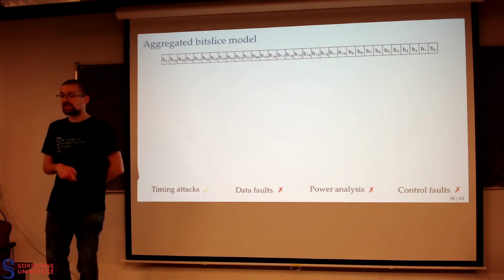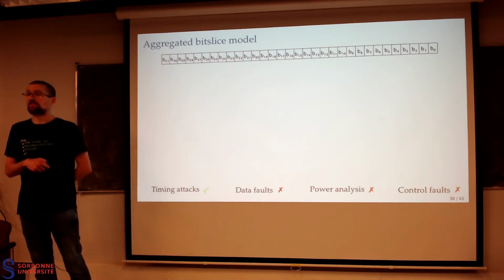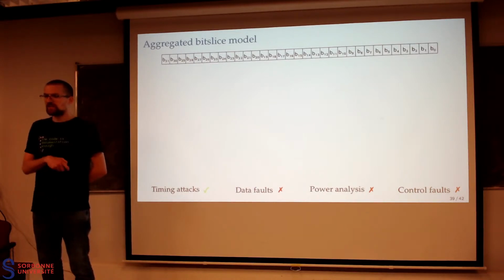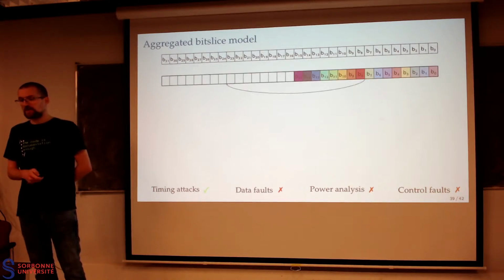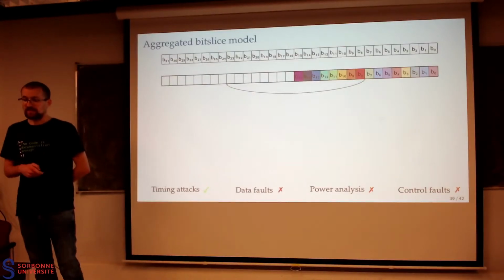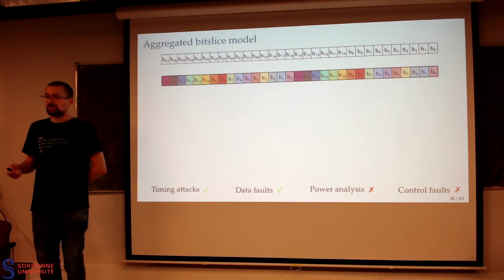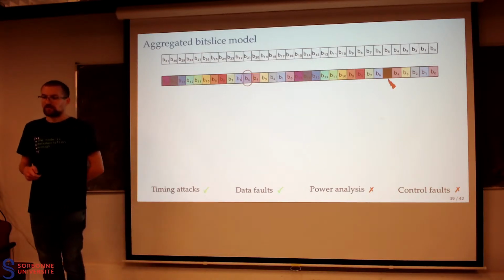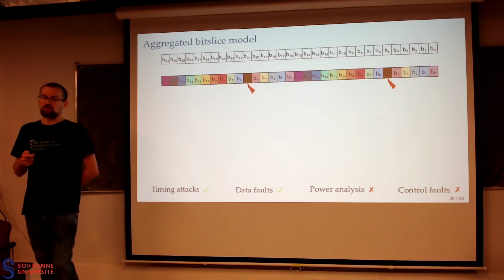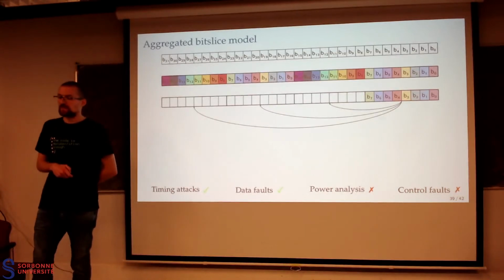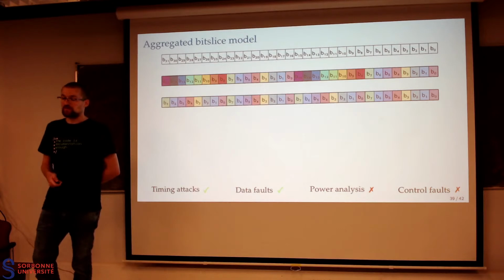Then to protect against data faults, we are going to duplicate each bit. So in our bitsliced register, instead of having 32 independent bits, we're going to keep only half of those, so 16 bits, and duplicate them. Now if there is a fault and one of the bits is corrupted, we'll still have a valid copy. If we are worried that there might be 2 faults, well, we can always keep 4 copies of each bit, and now we are secure against up to 3 faults.